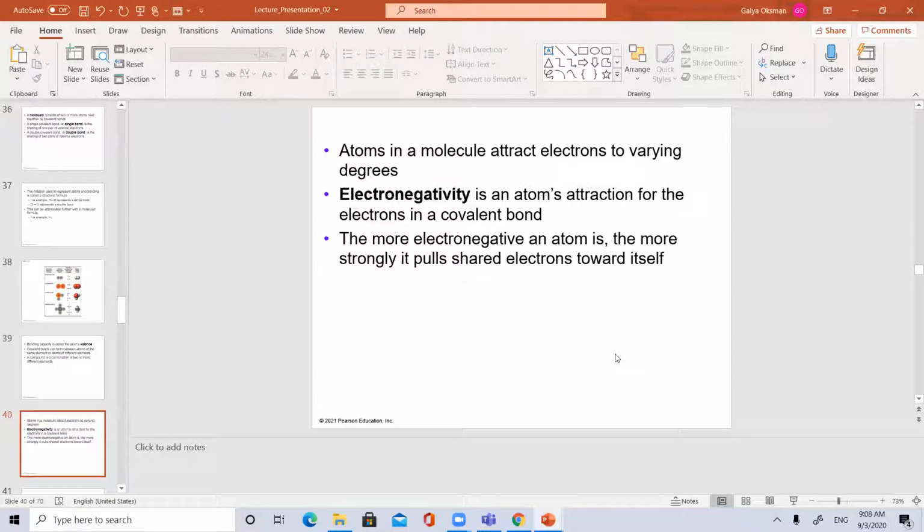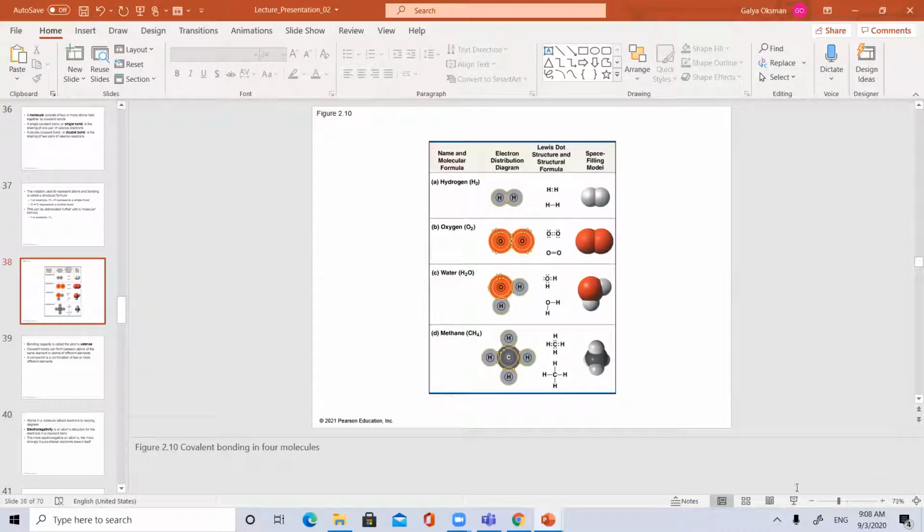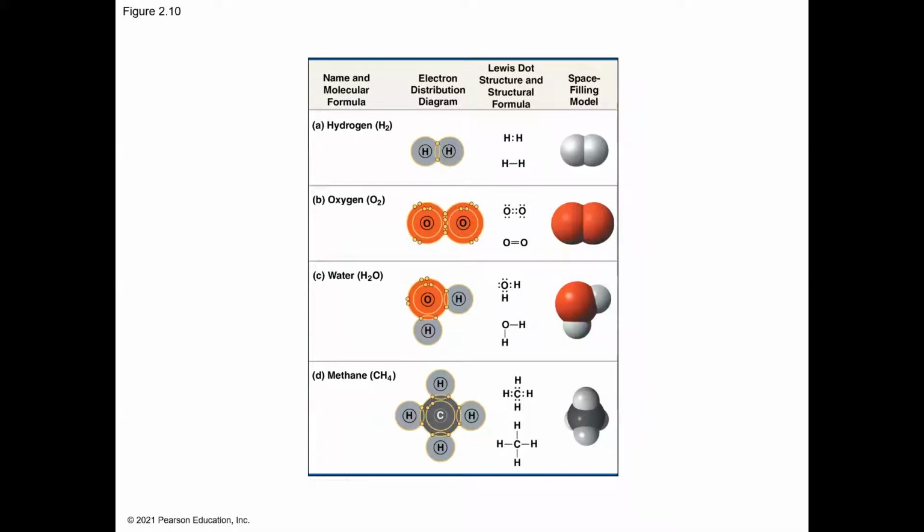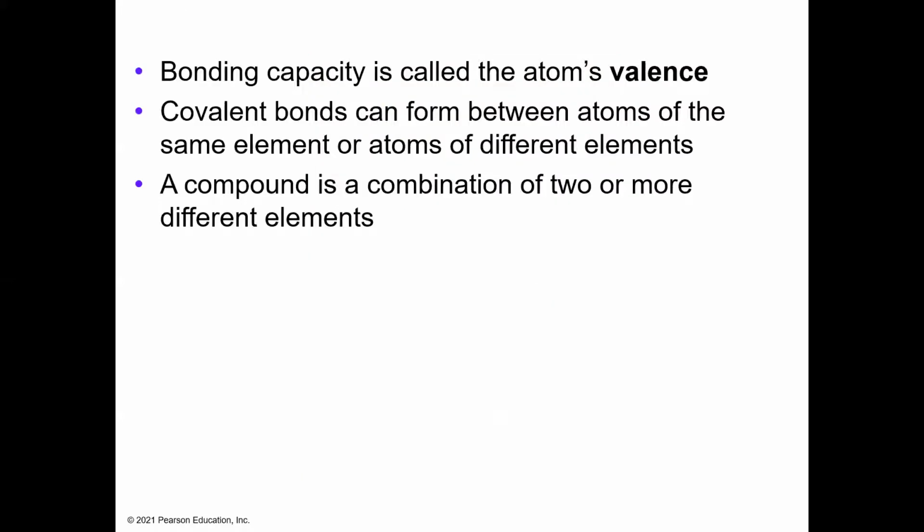Okay, so that was about the valence, right? And again, the bonds, they're called covalent bonds. And as I said, they're very, very strong bonds.